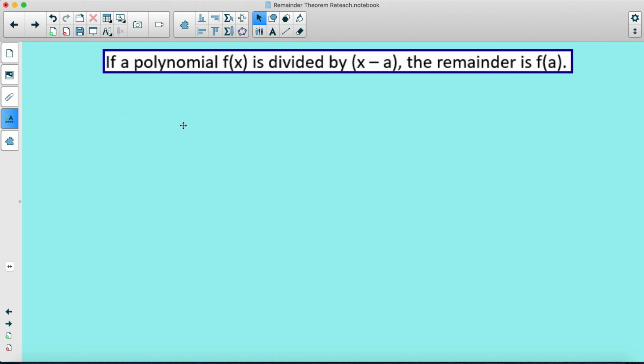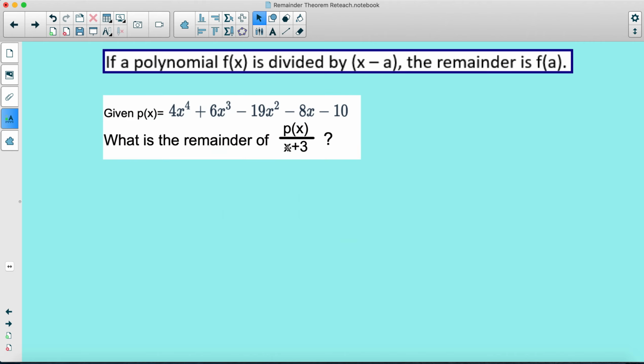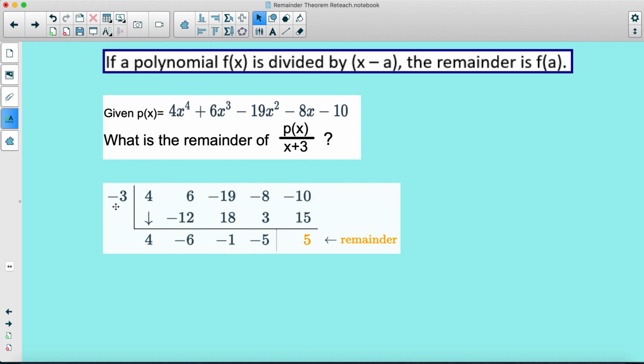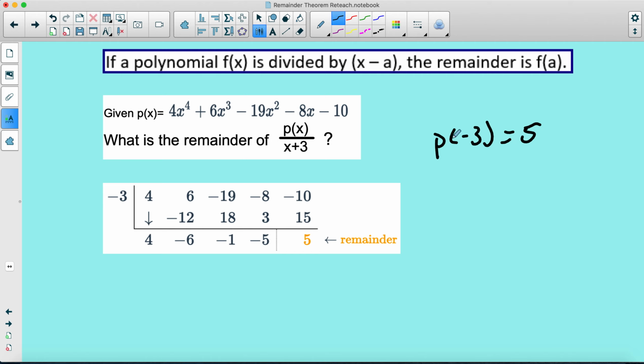Same thing if you're dividing by x plus 3. Then in our synthetic division, we put a minus 3, and we end up with a remainder of 5. That means p of negative 3 equals 5, because that's what the remainder theorem says. When you plug into the function, you would get the same thing as the remainder when dividing by that factor.